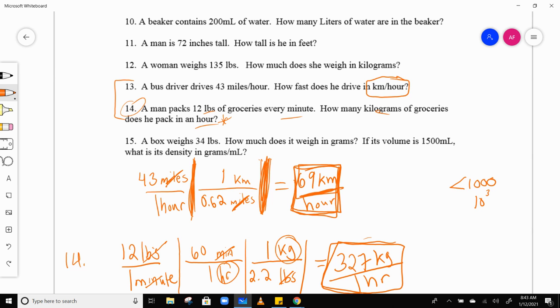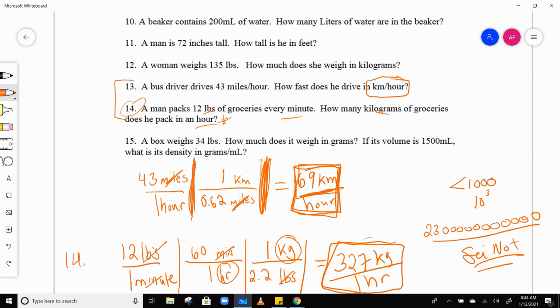However, I'm not that picky. If you have a number that's 2,000 or 23,000, that's okay. But if you have something like 23 with this many zeros, don't write it like that. Write it in scientific notation, please. If it's a really, really big number, you want it in scientific notation.